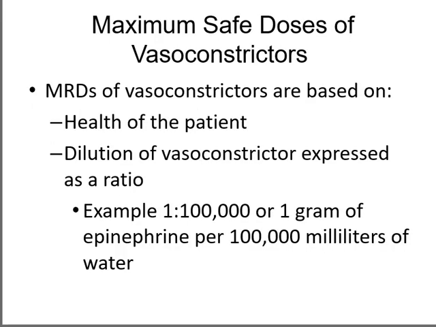Now we need to take a look at vasoconstrictors. What we've looked at in the past few slides is local anesthetic drugs. Now we'll be looking at epinephrine. The MRDs of vasoconstrictors are based on the health of the patient, whether they have cardiac issues, high blood pressure, things like that, and the dilution of the vasoconstrictor expressed as a ratio. For example, 1 to 100,000 epinephrine means 1 gram of epinephrine per 100,000 milliliters of water. So the 1 is 1 gram of epinephrine. This part right here is the epinephrine, and this is the water.